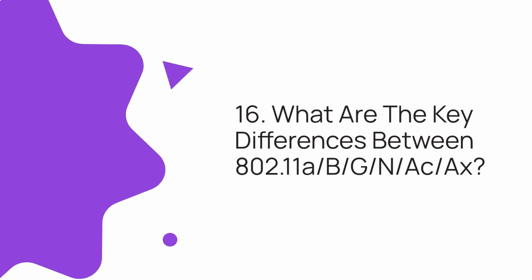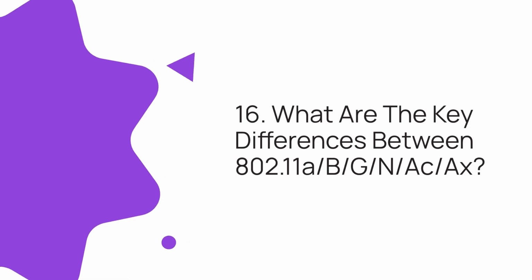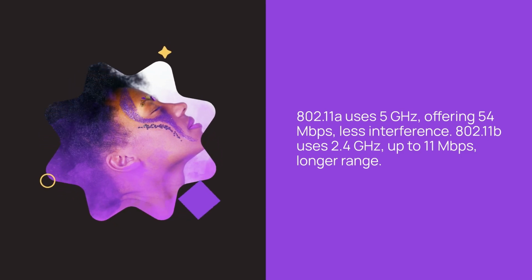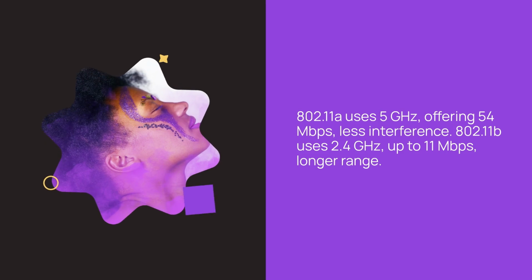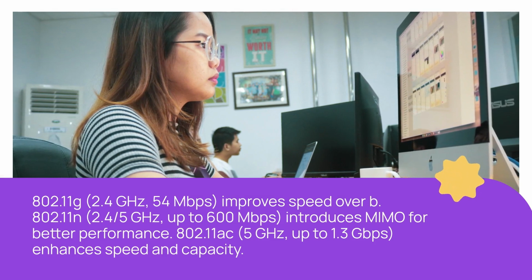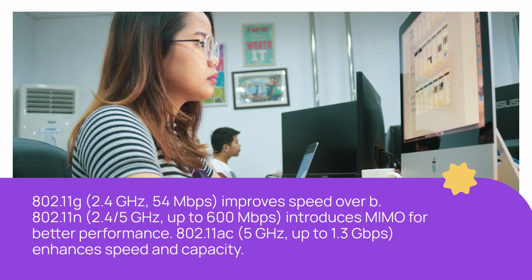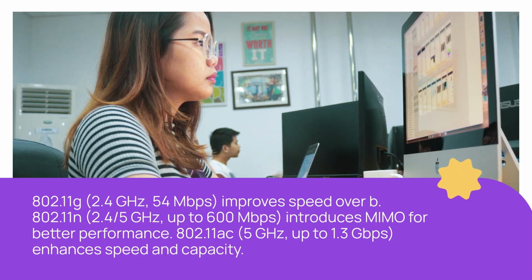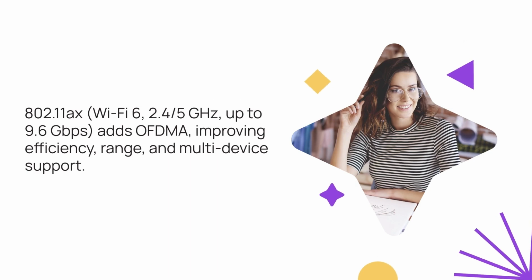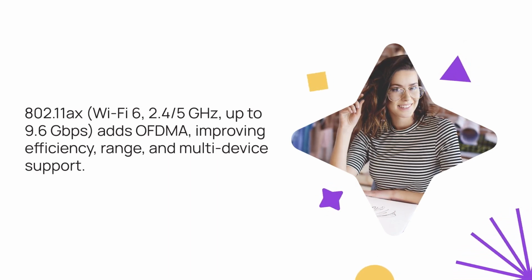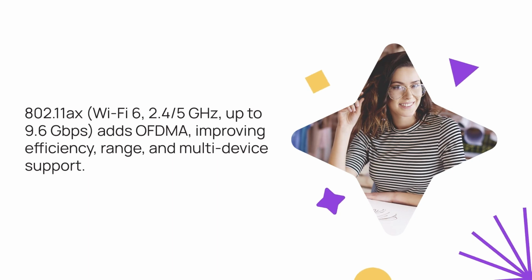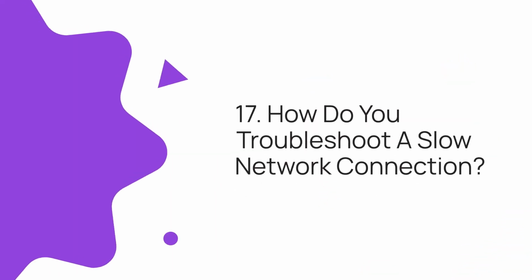16. What are the key differences between 802.11a/b/g/n/ac/ax? 802.11a uses 5 GHz, offering 54 megabits per second, less interference. 802.11b uses 2.4 GHz, up to 11 megabits per second, longer range. 802.11g, 2.4 GHz, 54 megabits per second, improves speed over B. 802.11n, 2.4/5 GHz, up to 600 megabits per second, introduces MIMO for better performance. 802.11ac, 5 GHz, up to 1.3 gigabits per second, enhances speed and capacity. 802.11ax, Wi-Fi 6, 2.4/5 GHz, up to 9.6 gigabits per second, adds OFDMA, improving efficiency, range, and multi-device support.